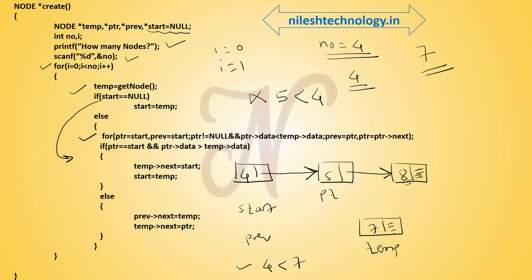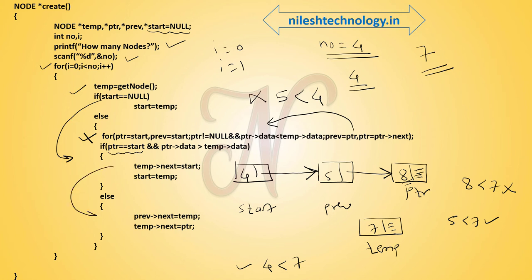So this is your ptr. Then check the condition again: ptr is not equal to null, true, and ptr of data, which is 5, is less than 7, true. Okay, again prev is going to ptr and ptr is going to next. Again ptr of data, which is 8, is less than 7? False. So here we break this for loop and check here, are ptr and start equal? No, it is going to else.